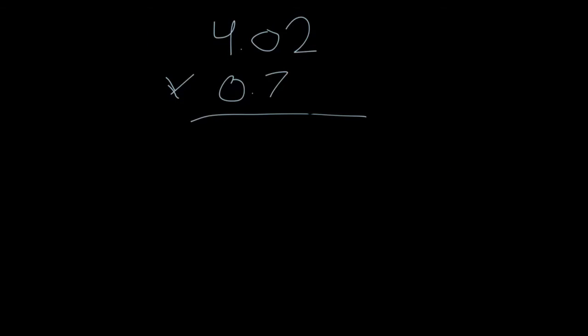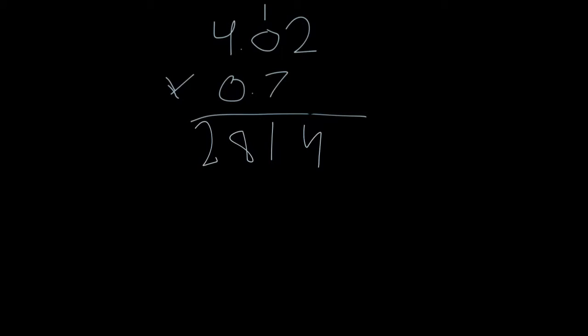When multiplying decimals, you would think of it as multiplying integers. 4.02 times 0.7. 7 times 2 is 14. 7 times 0 is 0, plus 1 is 1. 7 times 4 is 28.